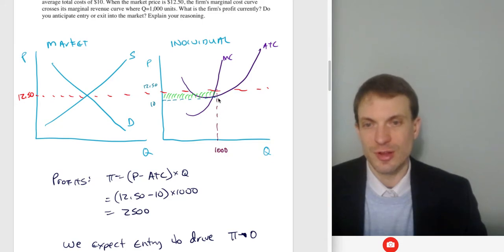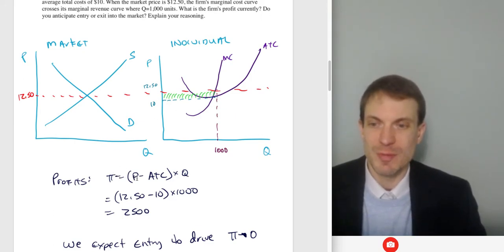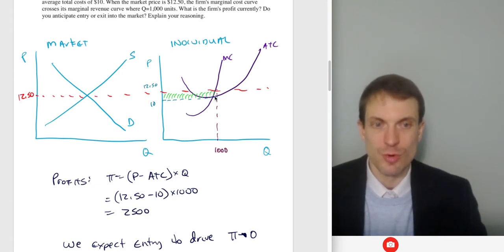1,000 units. The average total cost associated with producing those 1,000 units, that's 10. And so we have this space between 1250 and 10 and over these 1,000 units where profits are generated, right? Profit is going to be price minus average total cost times quantity. I like writing it this way because this shows that we have an area, right? Price minus average total cost is a vertical length. Quantity is a horizontal length.